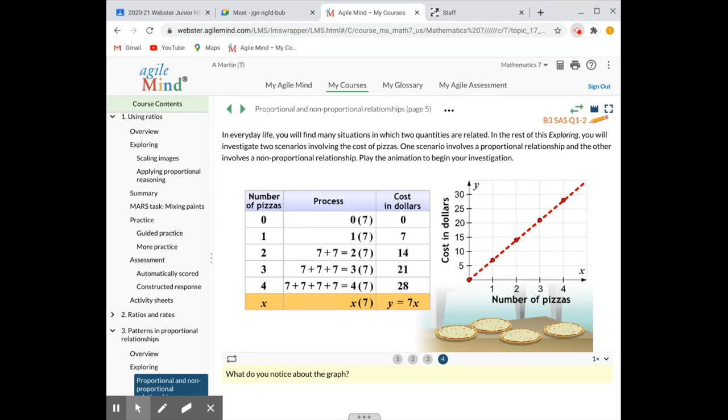I want you to try to think about the equations that we could use to represent the situations in question 2A and 2B. So what does 2B say?